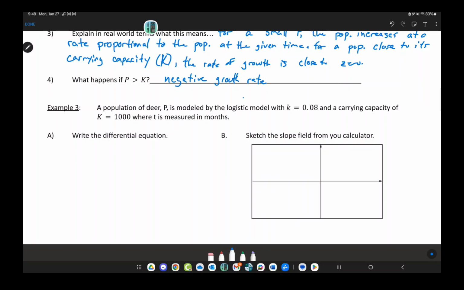How much time do we have? We've got plenty of time, huh? Yeah, we're doing good.